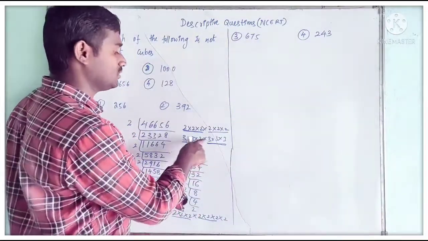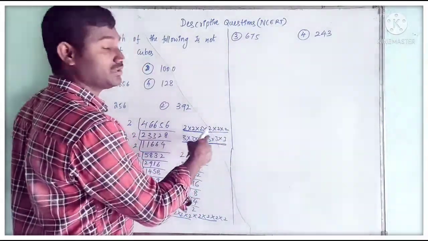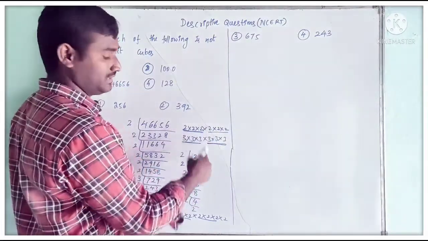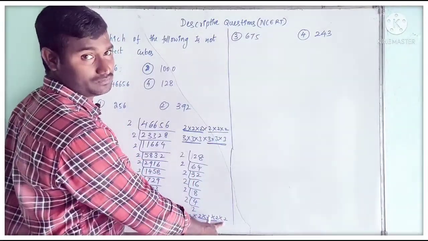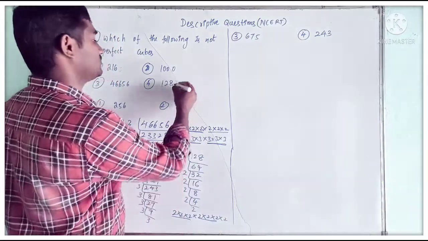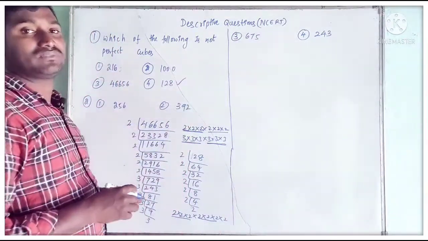In the previous one there was no number without a group, all were in groups only. Here this 2 is not in a group of 3. So 128 is not a perfect cube.